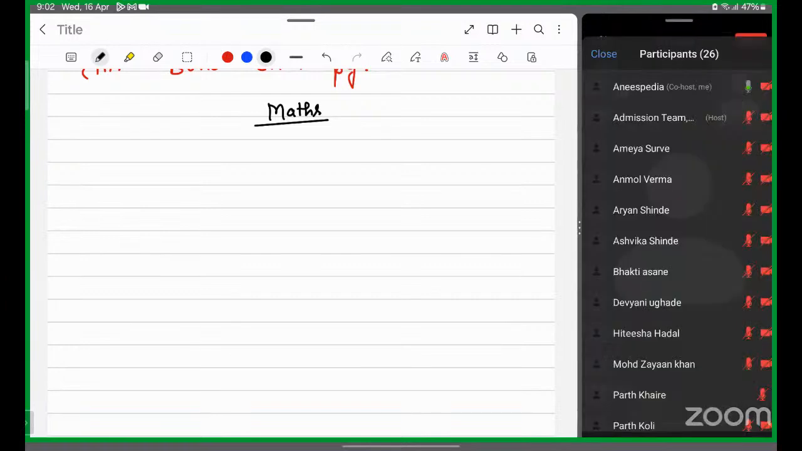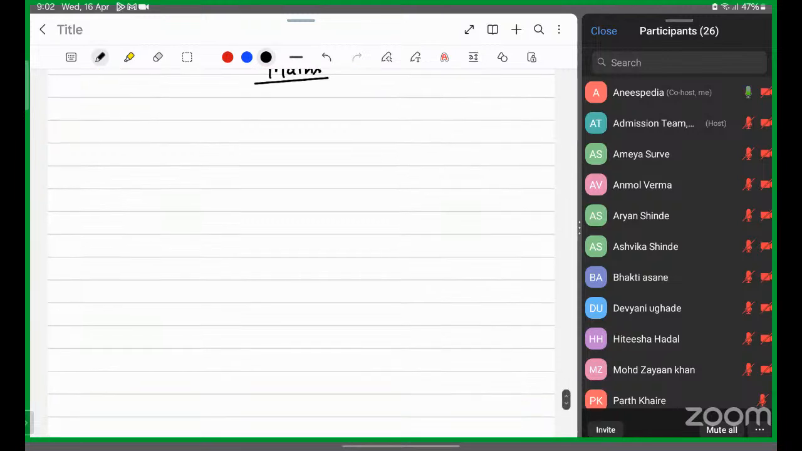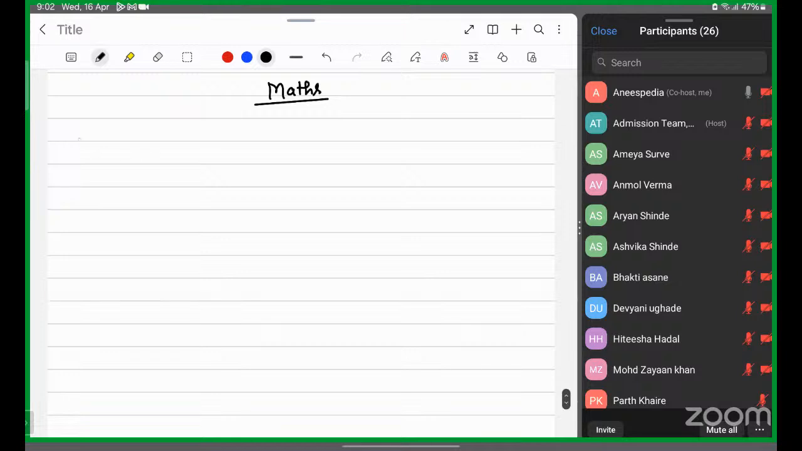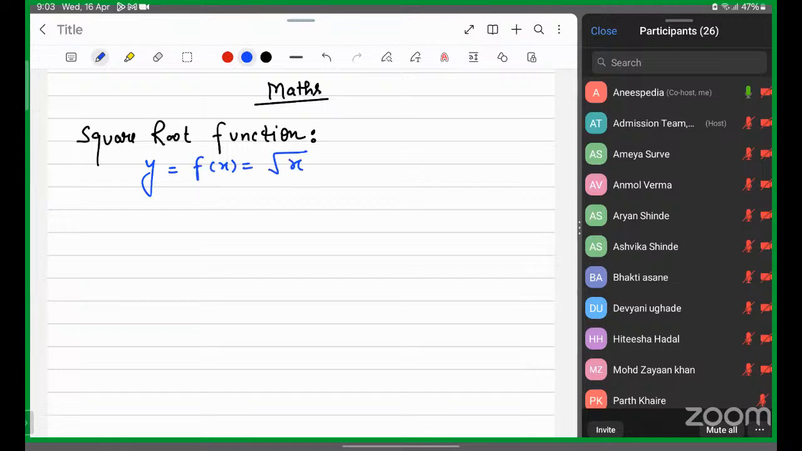Next function is square root function. Square root function is a function which is given by y equals to f of x equals to root x. Its graph is like this.